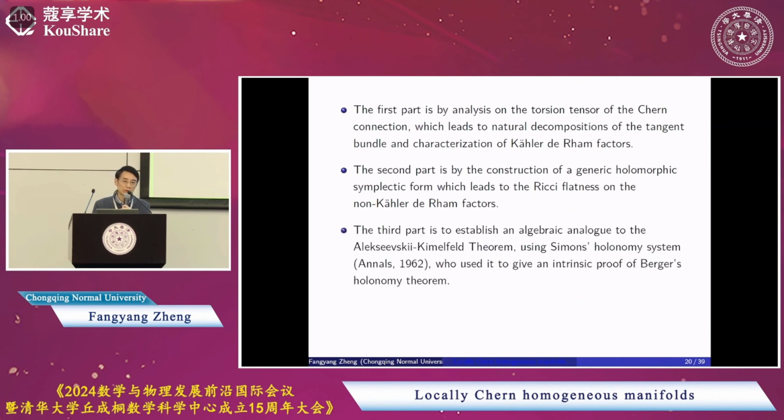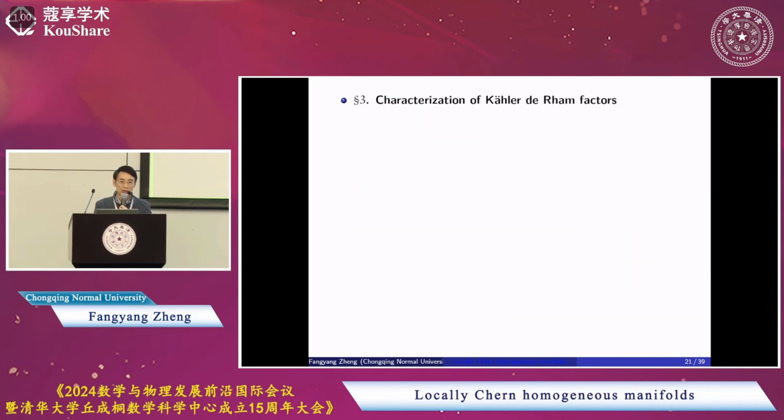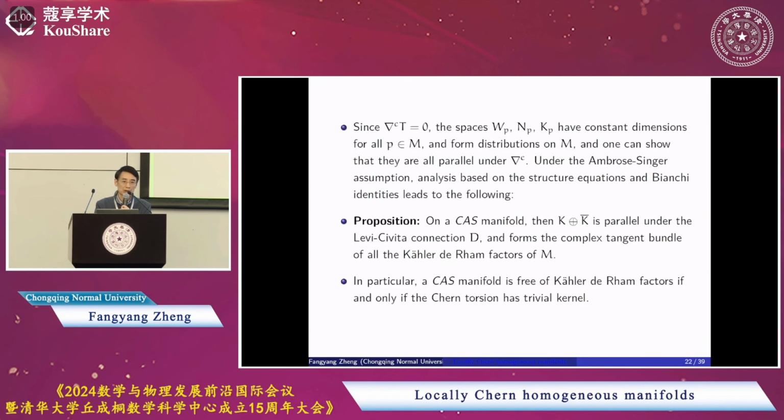So Simons has this famous paper giving an algebraic proof of Berger's holonomy theorem. But what we need is basically something like Simons' theorem, but instead of the Levi-Civita connection, we need to work with a connection with torsion. So let me skip this proof part. Let me get to the end of it.